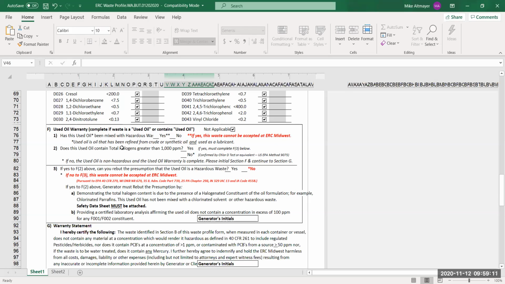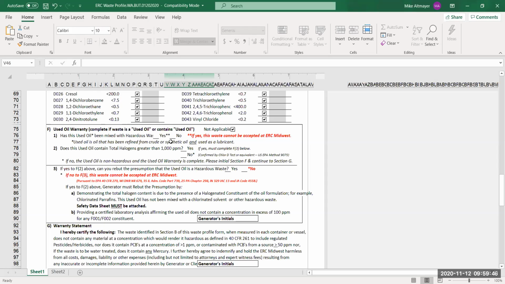Now, if you did have to fill this section out because you are bringing in the used oil, then the questions here, you have to answer them all. Has this used oil been mixed with hazardous waste? Yes or no? In order to determine this, this is not something that you would just know right off the top of your head. We look at the oil and do a ChlorDetect test on it, and that is going to measure the level of halogens that are emulsified in the oil.